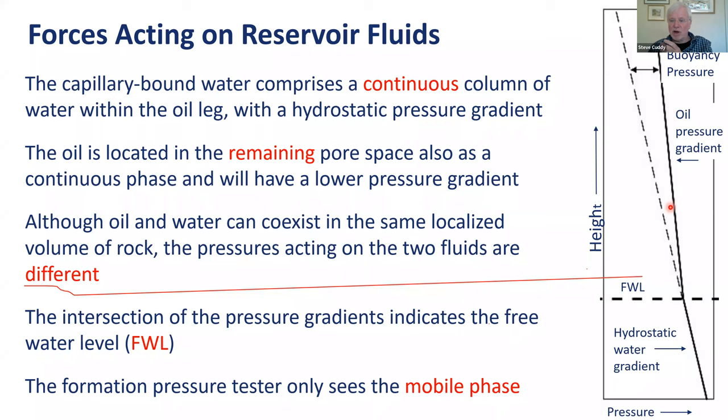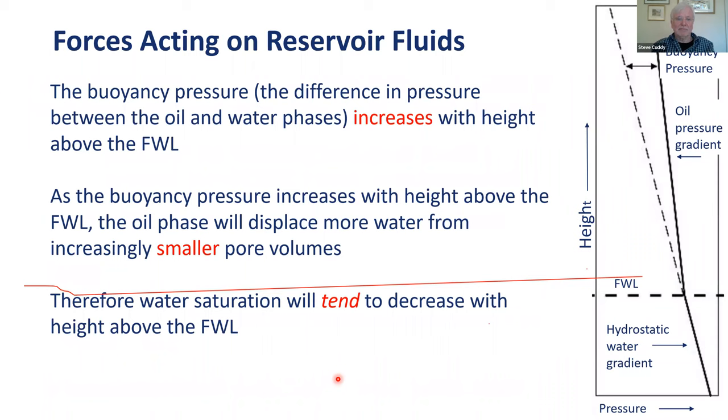Now, this pressure is what you measure with the RFT. And it's always a straight line because it only sees the mobile phase, but still in the reservoir, you've got two pressure gradients. Now, the intersection of the oil gradient with the water gradient, as you know, is the free water level. And these are straight lines in most cases. And this is because the formation pressure tester only sees the mobile phase. So the forces acting on reservoir fluids is the buoyancy pressure, which increases with height above the free water level there.